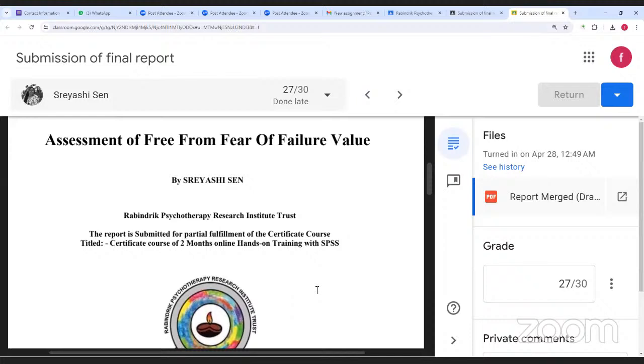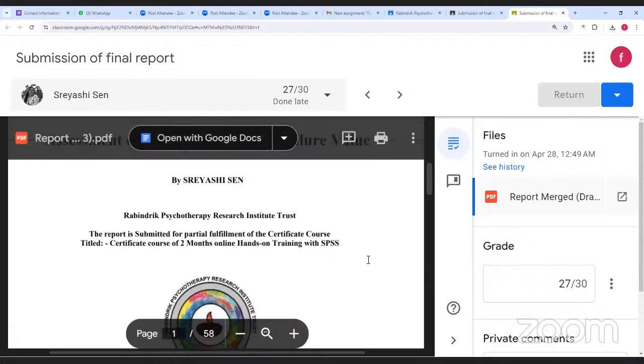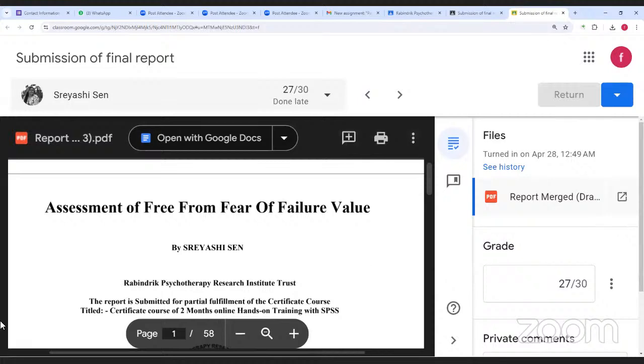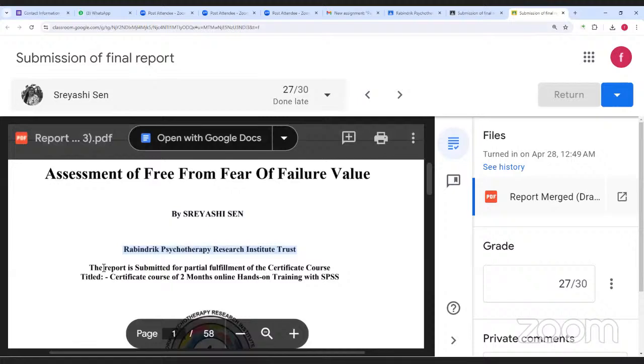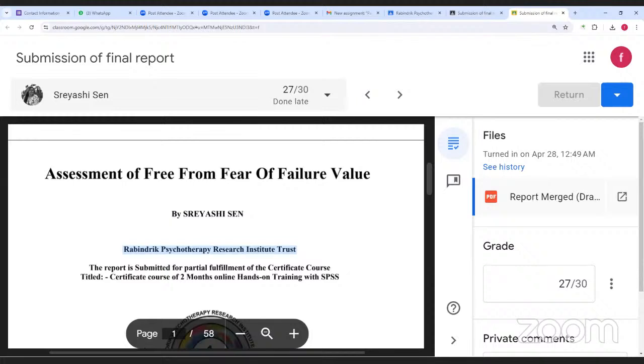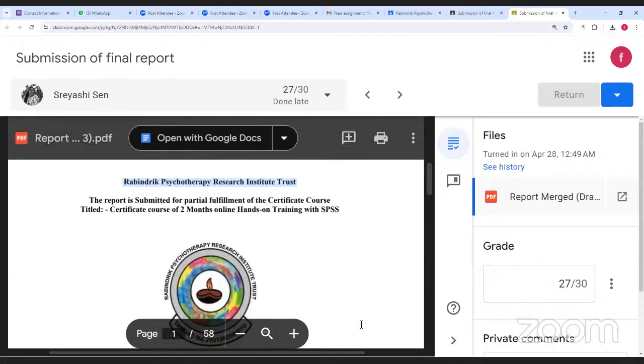Will you be able to see the screen? We will tell you one by one what this report is. So first, you have to write in a Word document, right? So this is the title of the report. Your name will be there. Institute name will be there. And after the title, this part is very important: the report is submitted for partial fulfillment of the certificate course title. Whatever certificate course you have, please write down that title. After that, you can use our emblem.